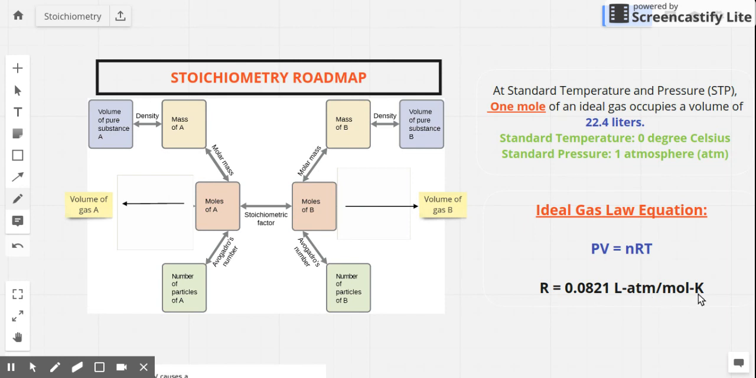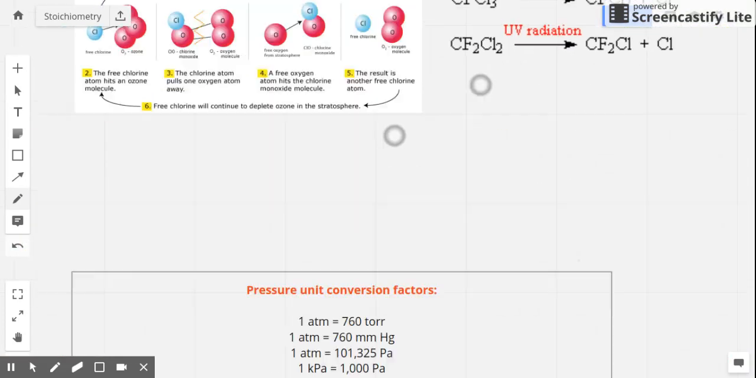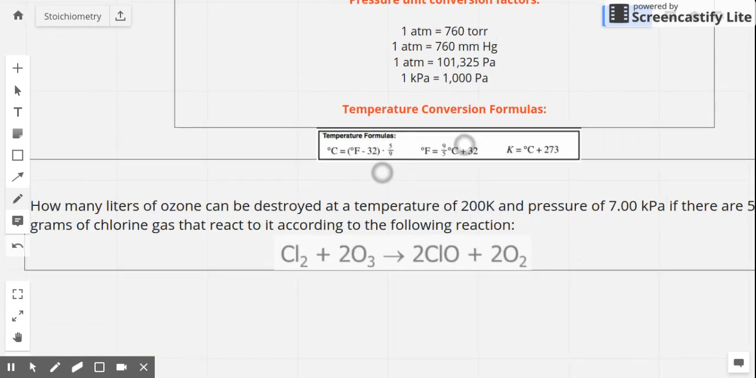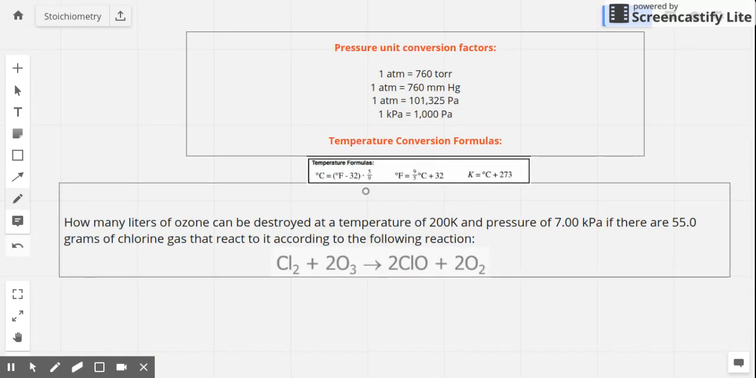So take note, there are only two things you need to remember when you're dealing with gaseous conversion in stoichiometry. Either the STP, which is 1 mole to 22.4 liters, or if it's not STP, you're going to use the ideal gas law equation. So let's now be ready to apply this in one problem, the problem of ozone. Okay, here. Let me show you first the different conversion factors that you might be using when you do some gaseous calculations. When it's pressure, these are the common conversion factors. 1 atmosphere is 760 torr.